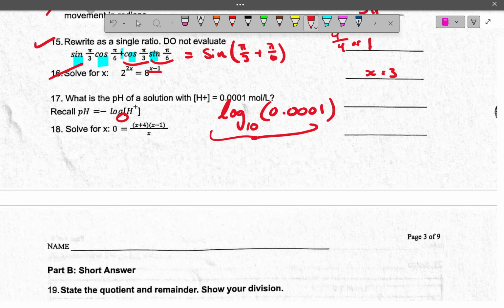And if I do that, it would be negative 4. And then there's a negative at the front. So this is being negative 4 times a negative. So your answer will just end up being positive 4.